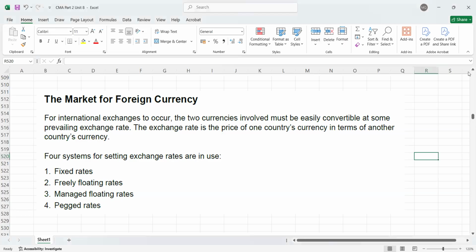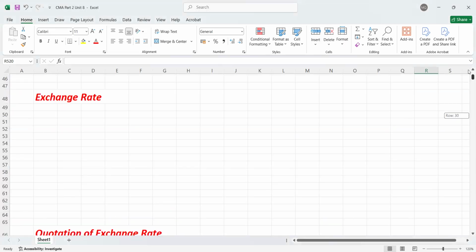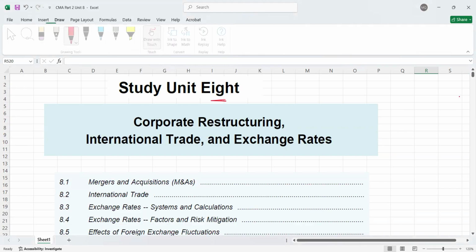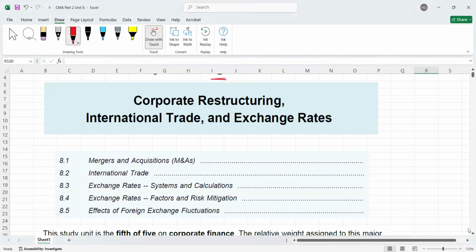Hello everyone. Last time we discussed Unit 8, and the name of this unit is Corporate Restructuring, International Trade and Exchange Rates. So this is what we started last time. In Unit 8, we have these topics.